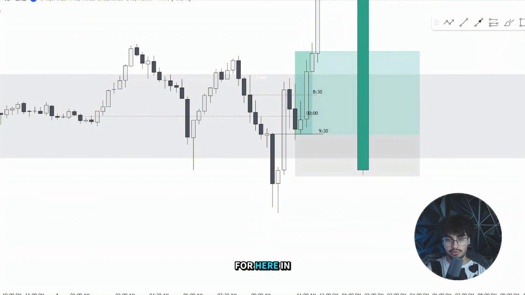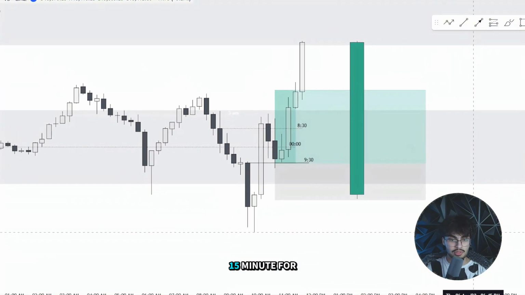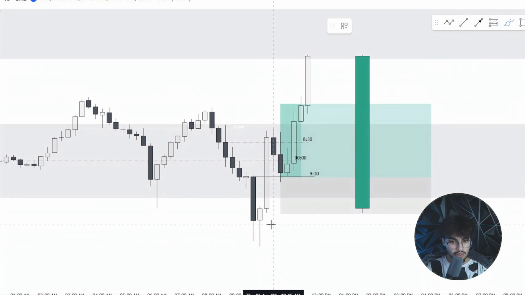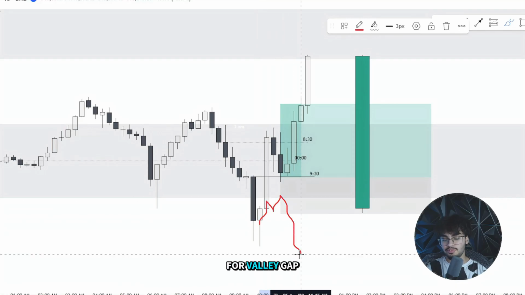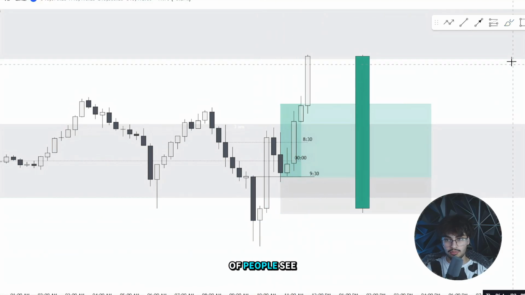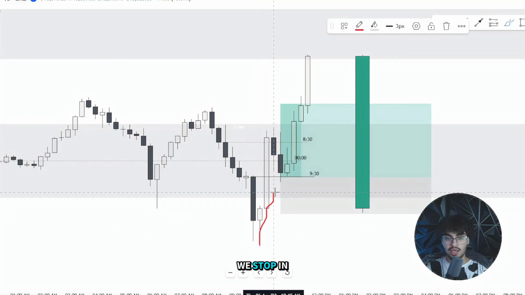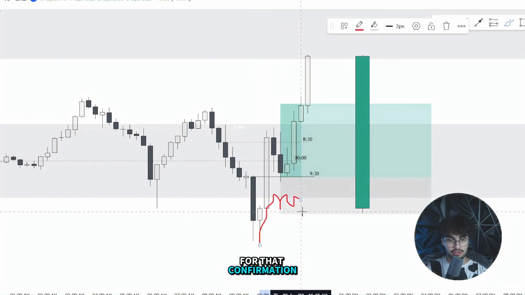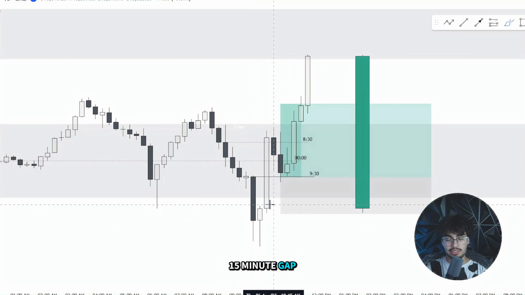All you're looking for here in AMD is, listen, we have this 15-minute fair value gap. This is going to be our pivot point. Are we going to respect this 15-minute fair value gap and continue lower, right? A lot of people see that, okay, we top in that 15-minute gap. You want to wait for that confirmation. You want to see if we respect that 15-minute gap as the pivot point.